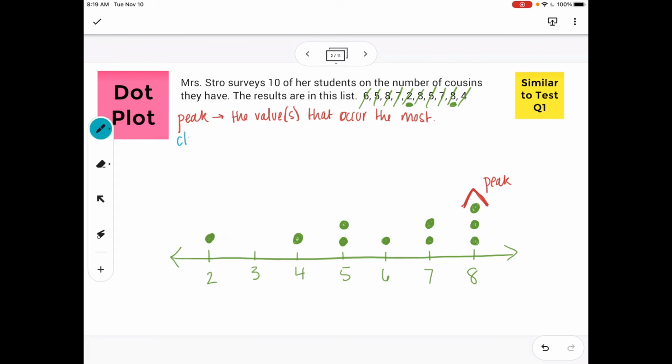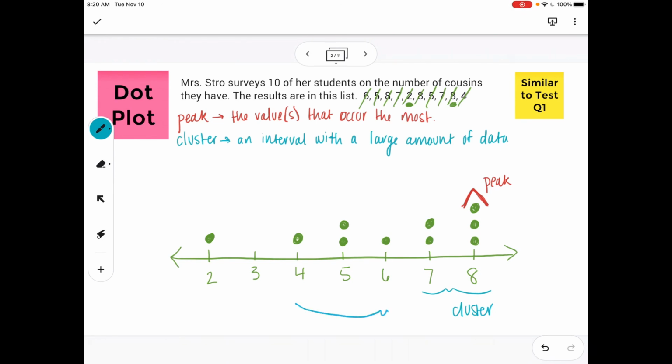Our next key term would be a cluster. And a cluster is an interval with a large amount of data. So that's basically an area on your graph where it seems like there's a lot of data points. So in this case, cluster is one that's a little bit up for interpretation. So I would take a few answers here. If someone said between 7 and 8 was a cluster, I would say that's acceptable. If someone went to the lengths of saying all the way from 4 to 8 is a cluster, I would also take that as acceptable.